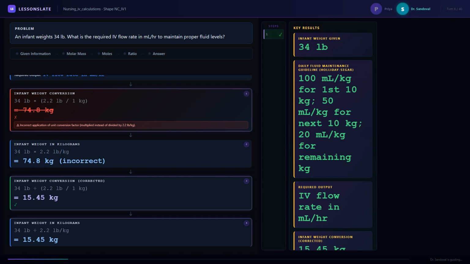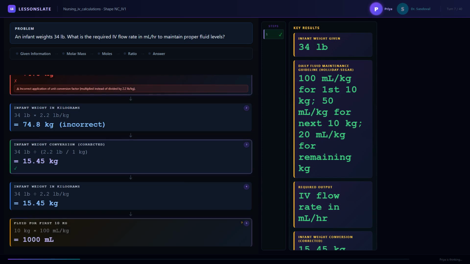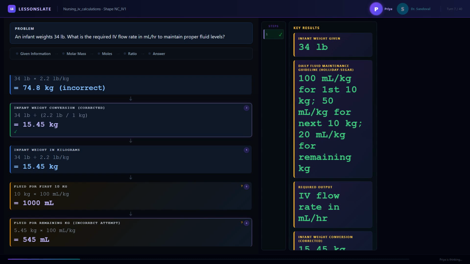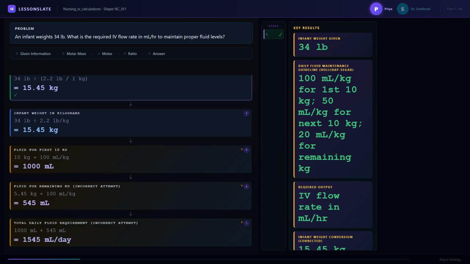total daily fluid requirement? Okay, so for the fluid maintenance guideline, I'll take the first 10 kilograms at 100 milliliters per kilogram, which is 1,000 milliliters. Then, for the remaining 5.45 kilograms, I'll use that same 100 milliliters per kilogram rate again, giving me 545 milliliters. So, if I add those together, the total daily fluid requirement would be 1,545 milliliters. Is that how I should apply the guideline?